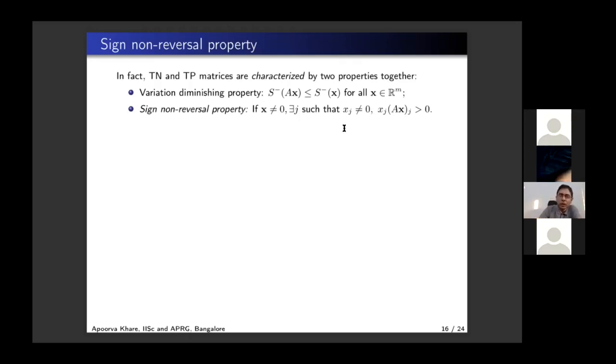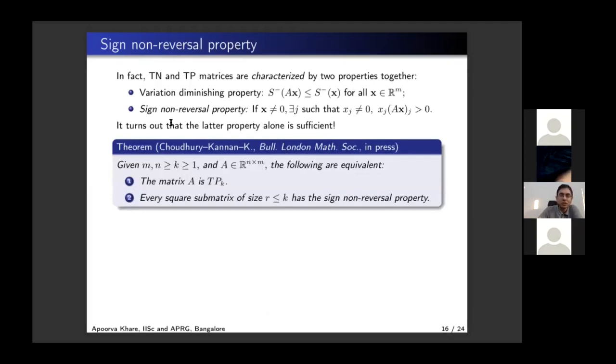Okay, and again, you can talk about the non-strict sign non-reversal property, which is if x is non-zero, then there is a coordinate where the input is non-zero and the output has the same sign or the output is zero. So this is non-negative instead of positive. That's the non-strict sign non-reversal property.